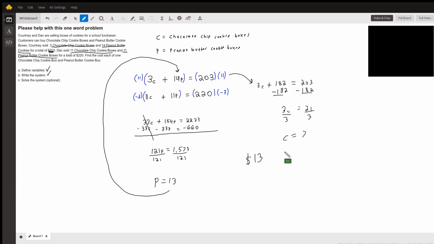So we know that peanut butter cookie boxes are $13, and chocolate chip cookie boxes are $7. I'll just put that as PP for peanut butter and CC for chocolate chip. And those are our answers.